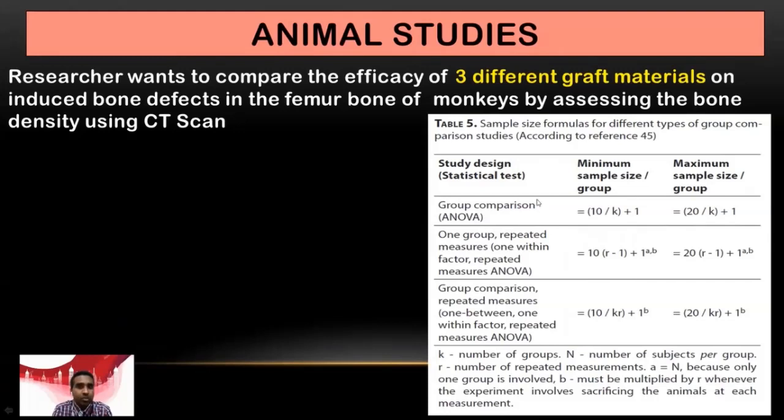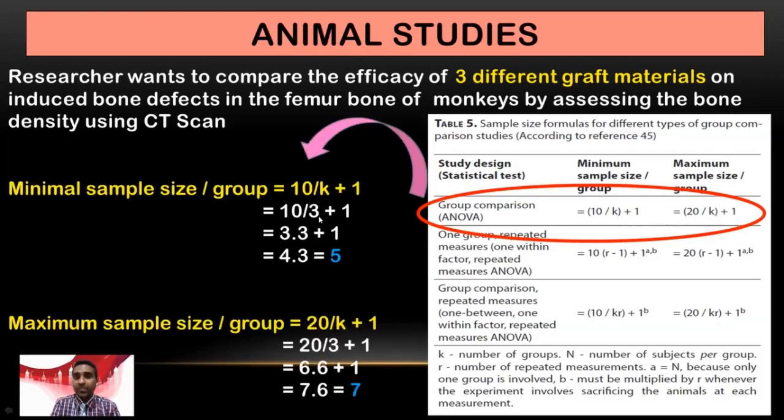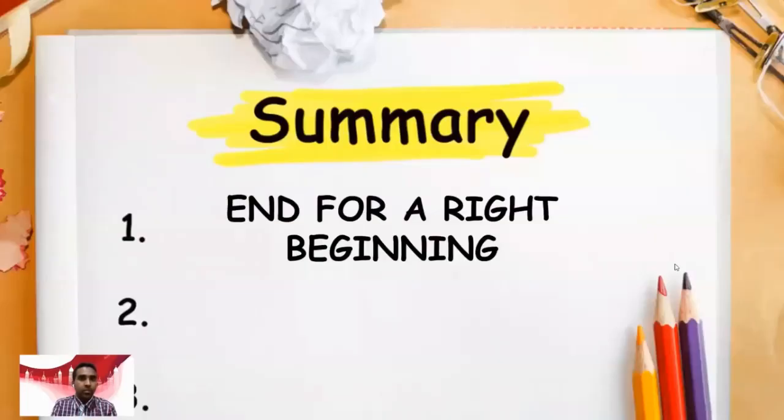3 different graft materials. So more than 2 groups is a group comparison, ANOVA. So let us use this minimum and maximum sample size per group: 10 by k plus 1 and 10. Let us apply. How many groups do we have? 3 groups. So we have 5 as minimum sample size and 7 as maximum sample size. So 5 to 7 per group is needed to test this difference. Similarly, if you have repeated measures or a mixed design, we can calculate the sample size for animal studies using this formula.